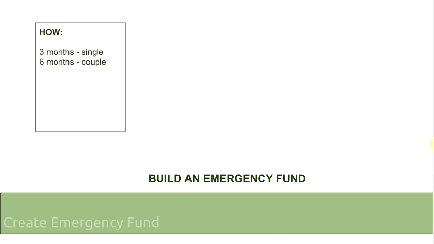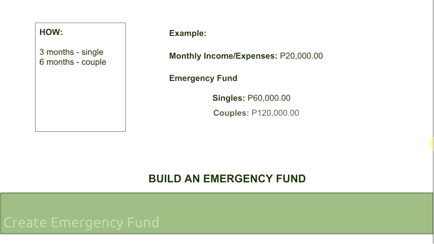Okay? And then, next question is, ito pala, example. So, for example, yung monthly income natin or expenses, okay? Mas maganda expenses talaga. Okay? Kasi minsan, yung monthly income, gross pa yon. Pero, magkano ba yung expenses every month? Ayan yung mas important. So, 20,000 per month. So, for single, we need to save times 3.